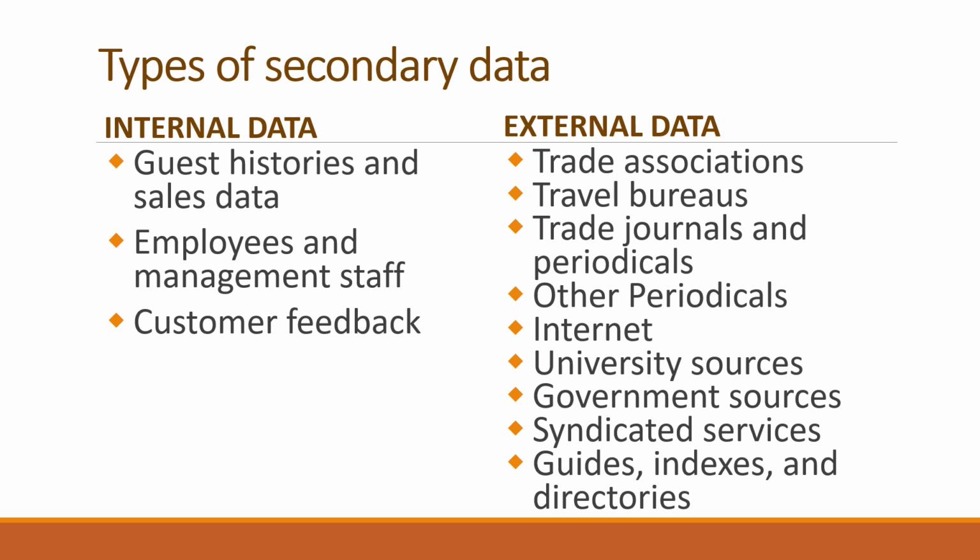One of the overlooked areas often is the internal data, the information that you already have. You have your guest histories and sales data. You know what the sales data is for a particular hotel. You know what the histories are of individuals who are members of your loyalty program, for example. You know what kinds of amenities they're interested in. And so if you have information like that, that internal data can be very helpful when you're making decisions.